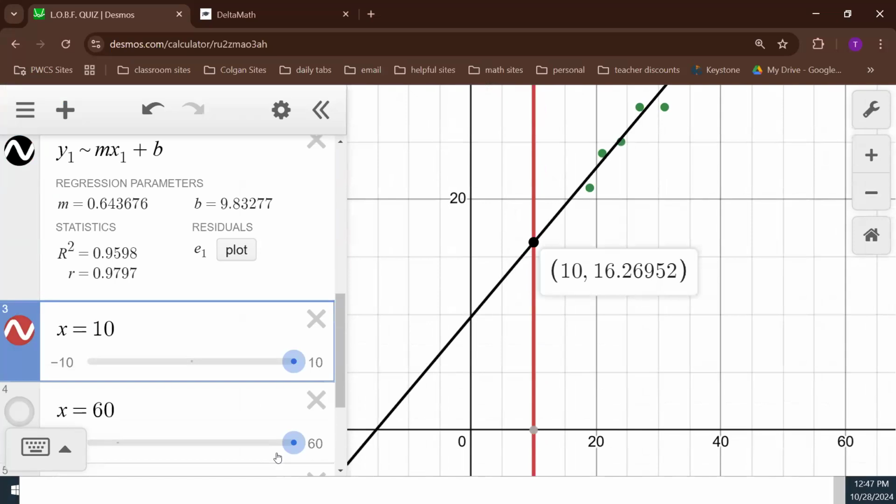So 16.3 was the correct answer. That was the most accurate. What did everyone else put? 15.8? That's not as accurate because you're using the equation with fewer decimals. So you want the most accurate, which would be the equation itself that has all the decimals in it. So this is the most accurate.